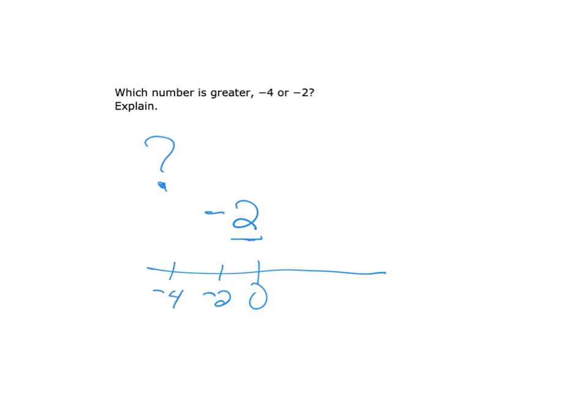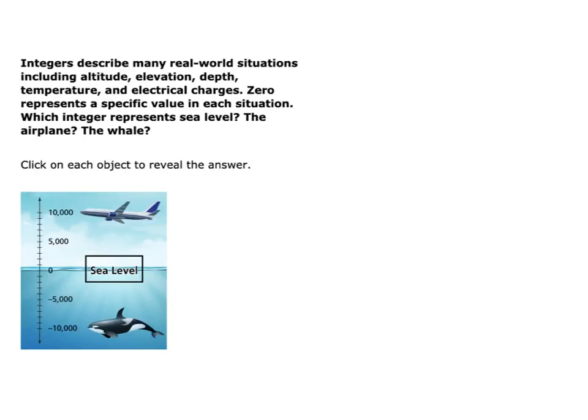I also think about this in terms of money. If I owed money, I would rather owe $2, -2, than owe $4. Integers also describe many real-world situations, including altitude, which is how high or low, elevation, depth, temperature, and electrical charges. 0 represents a specific value in each situation.